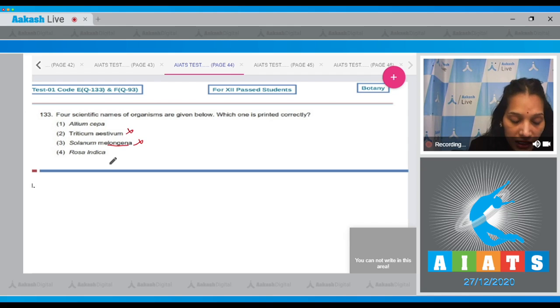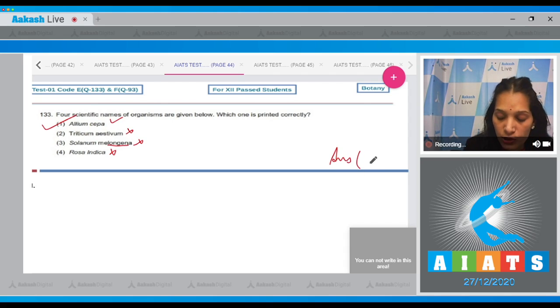Rosa indica, here the specific epithet starts with a capital letter, which is not the correct way of writing the scientific name. Allium cepa, yes. Why? Because Allium and cepa both are in italics and the specific epithet starts with the small letter. So the correct option for the given question is option number 1. Let's move to the next question.